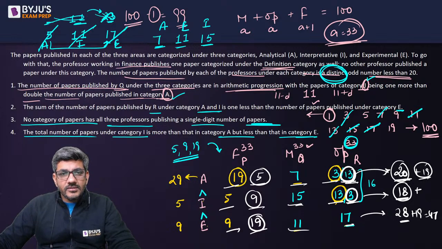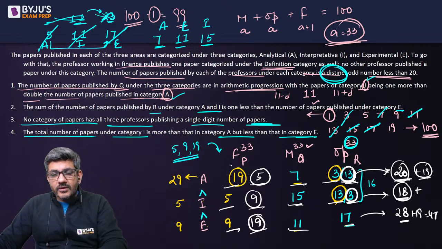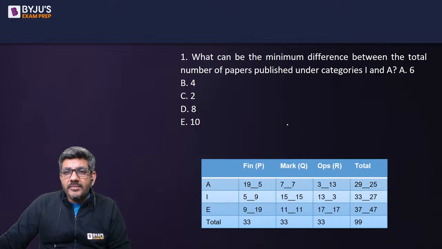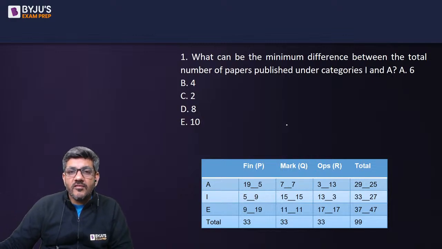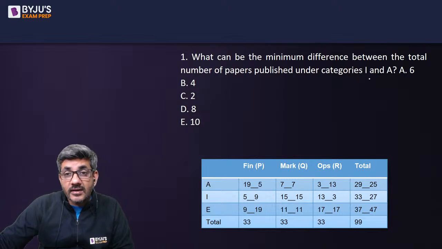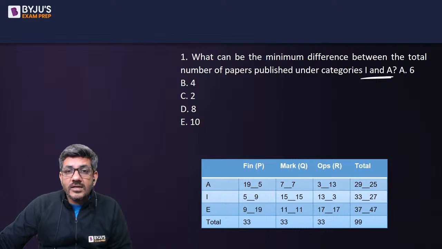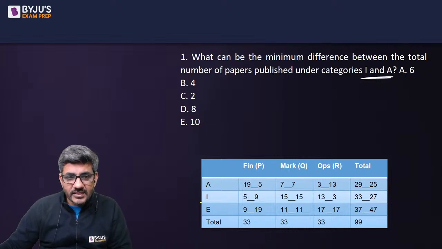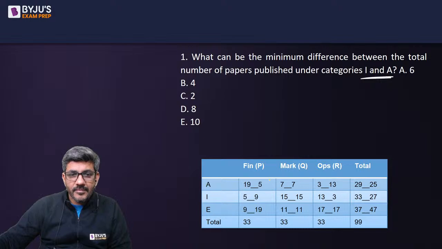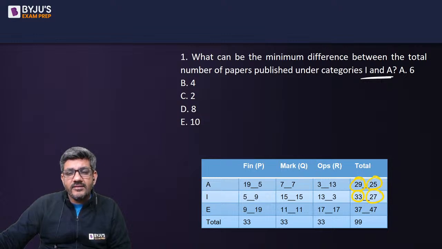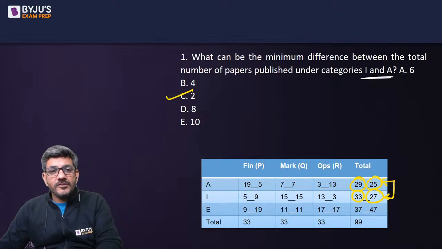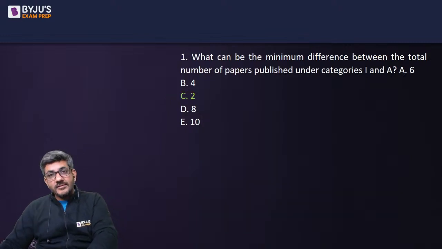करना शुरू करते हैं. अब इस क्वेश्चन को आगे बढ़ जाते हैं. So where is the first question? What can be the minimum difference between the total number of papers published under categories I and A? I और A के बीच का वो कह रहा है what is the minimum possible difference. चलिए ठीक है, I और A की बात हो रही है. I और A का टोटल सम कितना आ सकता है? It can be 29 and 33 और it can be 25 and 27. तो मिनिमम डिफरेंस किस केस में है? 27 और 25 के केस में, which is 2. So option C is the right answer.